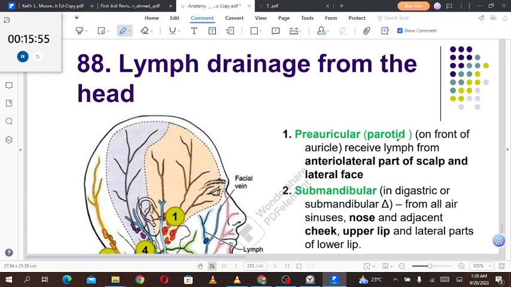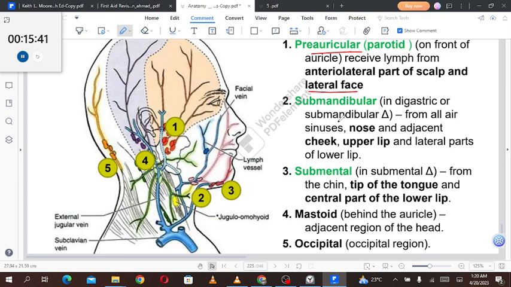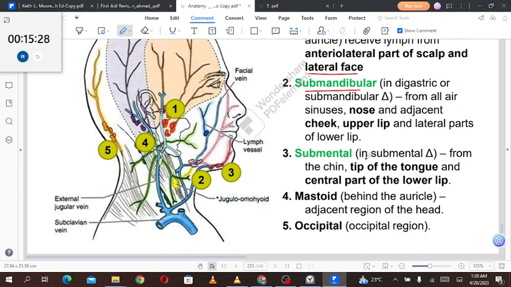The preauricular parotid lymph nodes, in front of the auricle, just anterior to the ear, receive lymph from the anterolateral part of the scalp and the lateral face. The submandibular nodes, in the digastric or submandibular triangle, receive lymph from all air sinuses, nose and adjacent cheek, upper lip, and the lateral part of the lip.